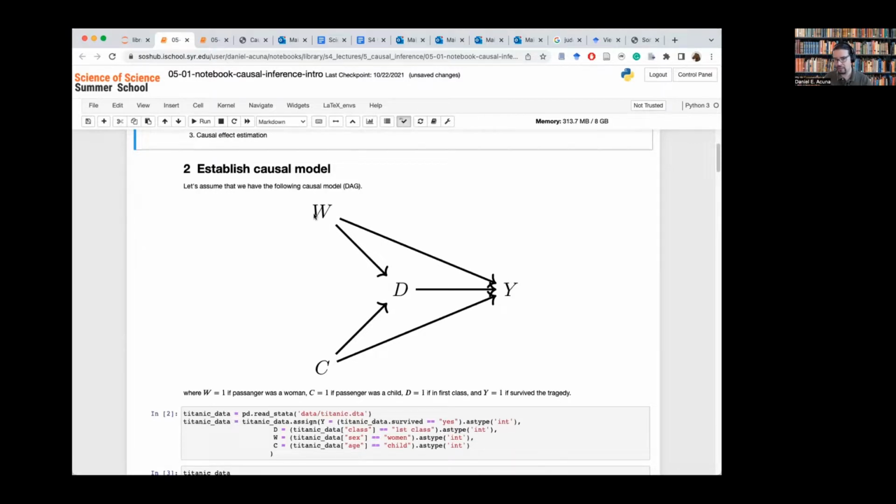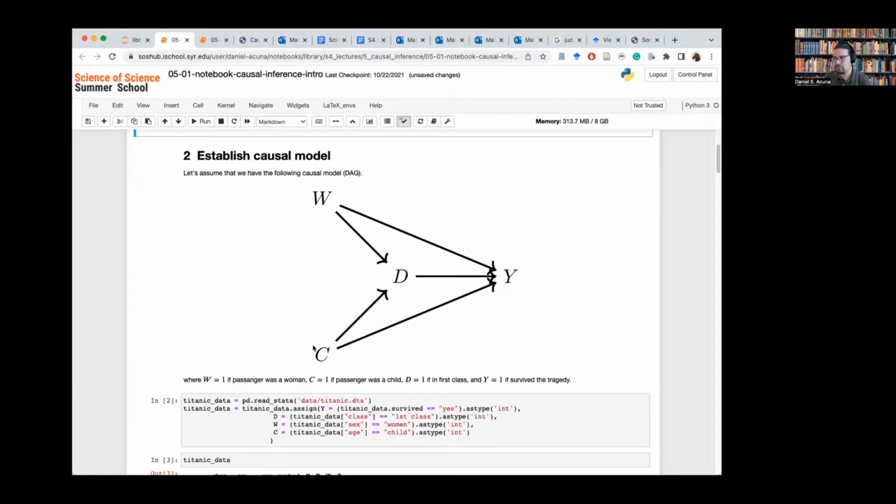Also, if you're a woman at the time, usually people will defer to you. They will say, okay, woman first. So you will go into the boats and get rescued, or rather you will be more likely to be rescued. So that also affects survival. Okay, so these are confounding factors here. The same thing with children.